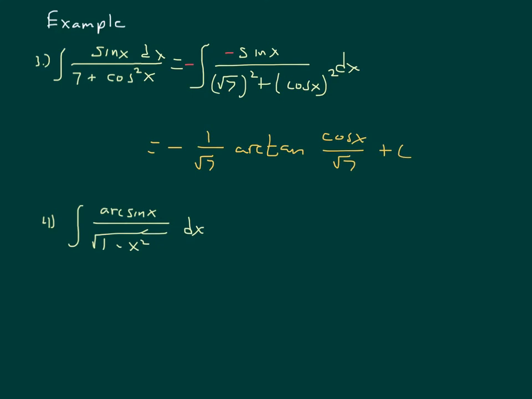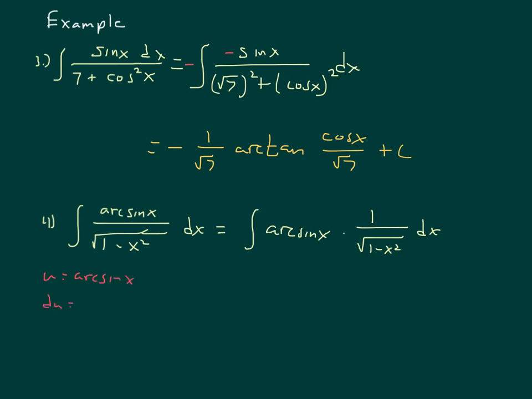Well, in this case, what you really want to recognize is that this function can actually be written as the integral of the arcsine of x times 1 over the square root of 1 minus x squared dx. And so with that, I can let u equal the arcsine of x.